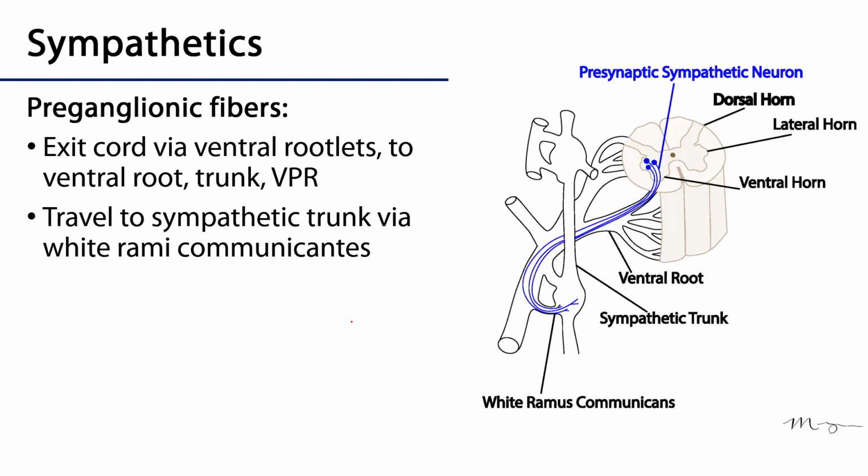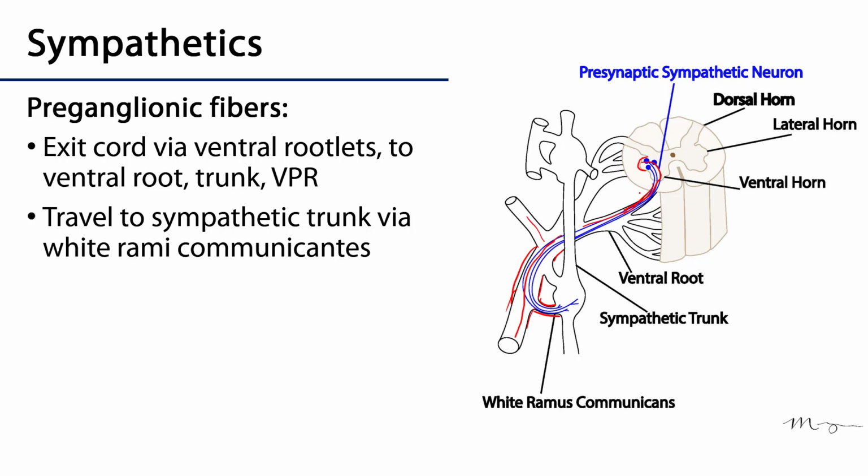So let's take a look at some of what I was describing earlier. So here is that IML of the lateral horn. And those presynaptic fibers, they come from the IML and they exit via the ventral rootlets to the ventral root out through the trunk. So there's the DPR. We're not going that way. Here's the VPR. And so here's our ventral primary ramus coming out. And we see that here is a white ramus communicans. So that's the singular of rami communicantes.